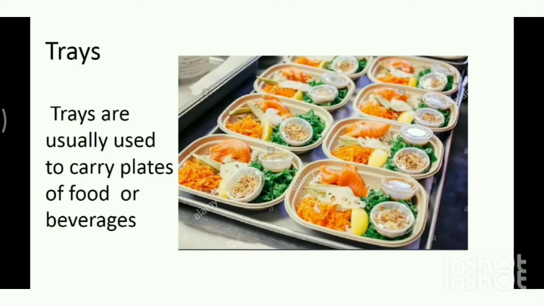Now this is a picture of a tray. What is a tray used for? Usually during functions and parties, you use the tray to distribute food, right? Trays are used to carry plates of food or beverages. Instead of carrying one plate at a time and going and giving it out to people, you use a tray where you can put many plates together on it.